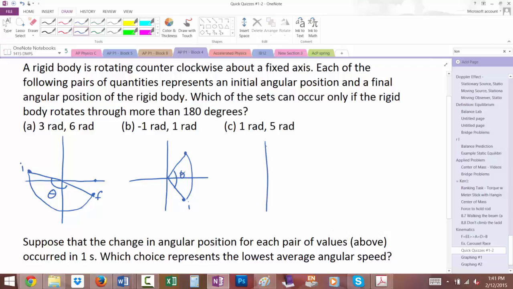And for C, it's starting at about 1 radian, so somewhere around here. And it's ending at 5 radians. Where's 5 radians exist? Close to the -1. Close to like -1 radian? Is that what you meant? I was just saying, like, looking at the other one. Like close to this one? Yeah. Yeah. Does that make sense?